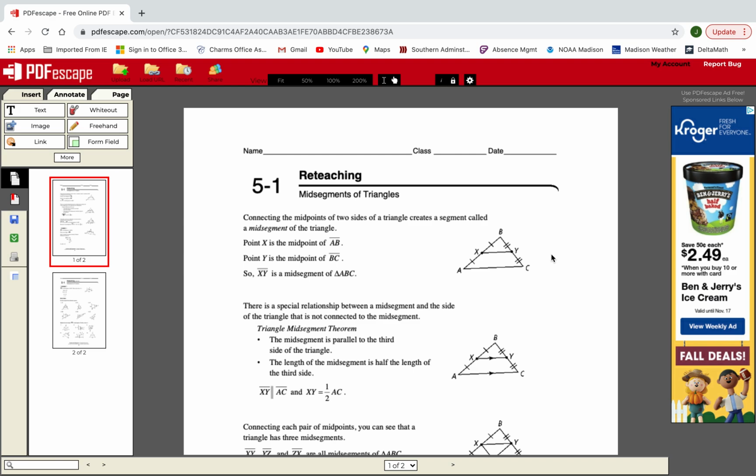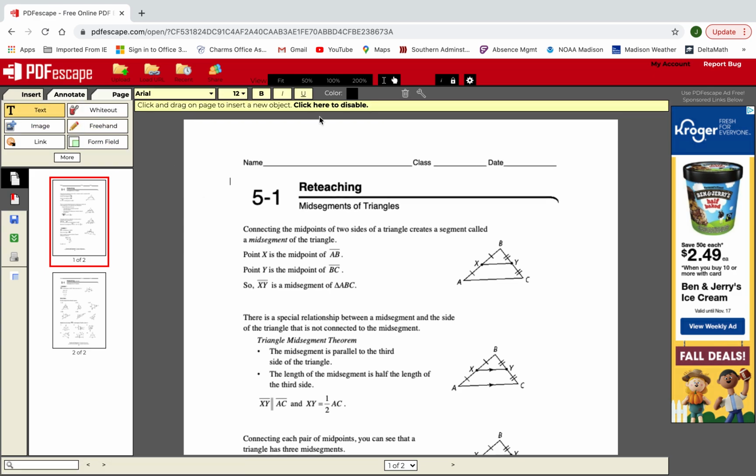Hey, kids, let's talk about midsegments of triangles. This is section 5-1, looking at the reteaching. Going to go ahead and get us some color here. Going to go with red. This one should be quicker than most, but we'll see.